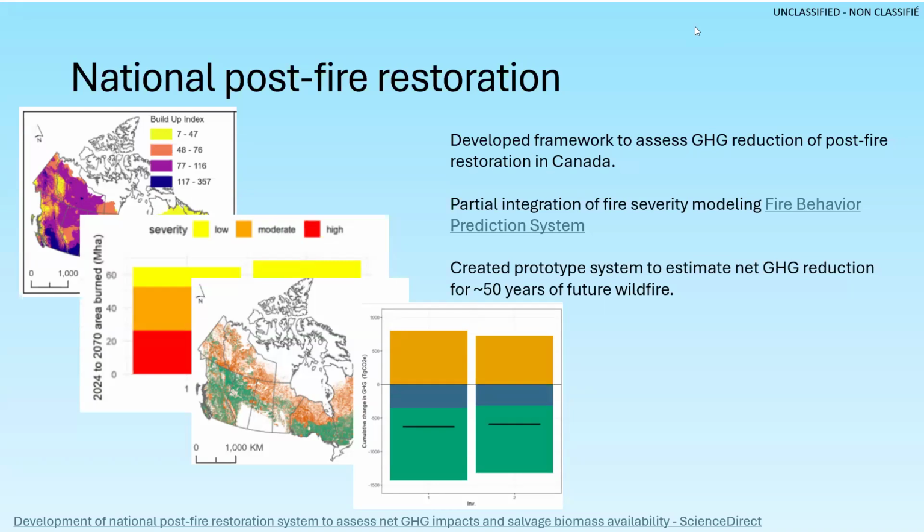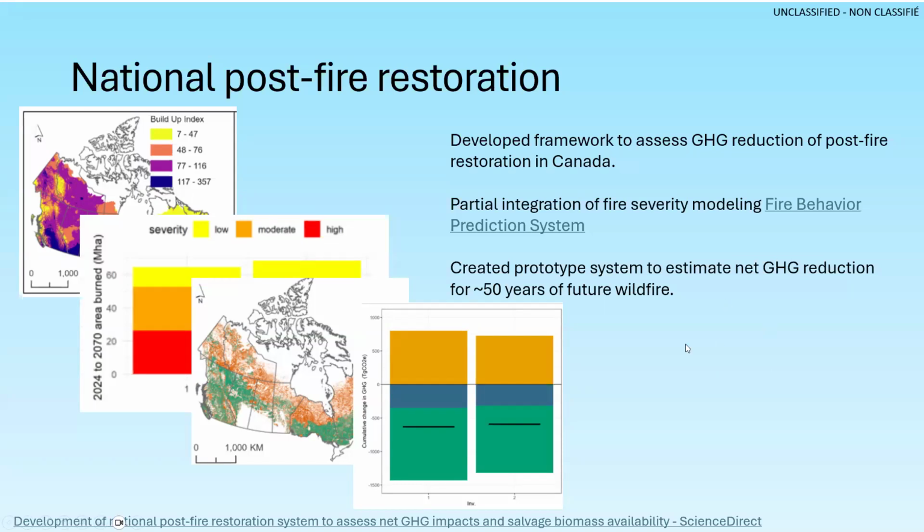And we're able to use this prototype system to estimate the greenhouse gas reduction in the next 50 years. But we only did it for one future wildfire. And we know fire is quite variable. So we would need to do a whole other set of draws to understand the actual greenhouse gas reduction range. But we have a prototype system that we can use to model these things.